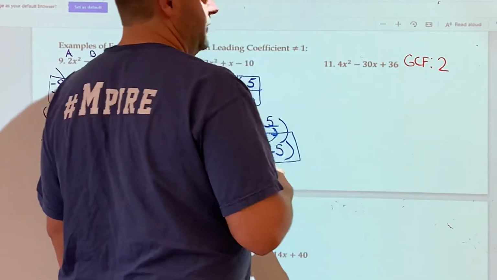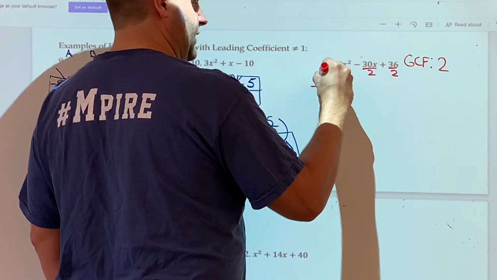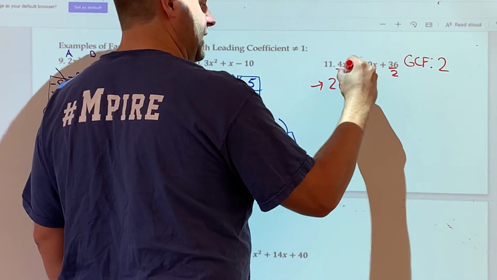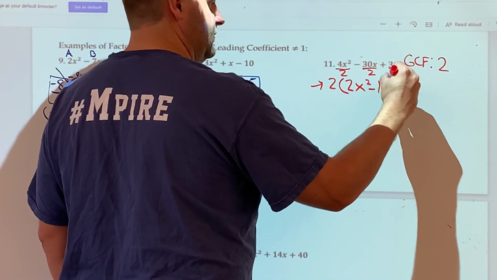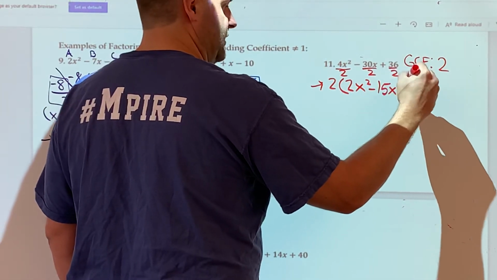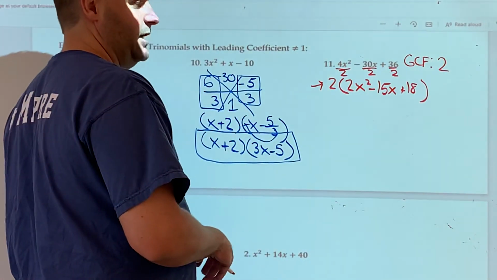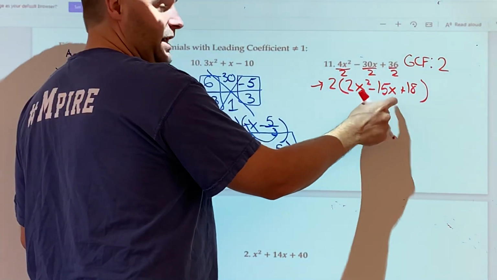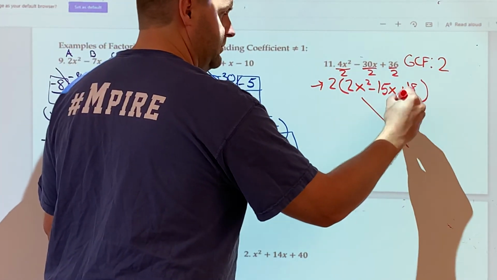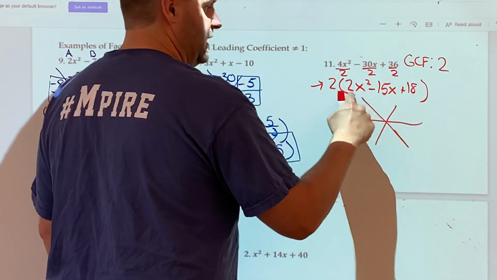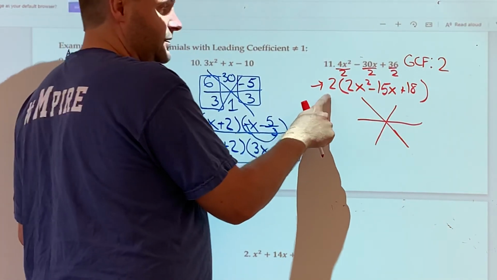So what I'm going to do is divide everything by 2 and bring it out front. So I've got 2 times now, looks like 2x squared, negative 30 divided by 2, that's a negative 15. And then 36 divided by 2, that's a positive 18. Okay? So now inside the parentheses, I've got a trinomial here. We're going to do the star method. Just look at what's inside here. Ignore the 2. We'll come back to the 2.